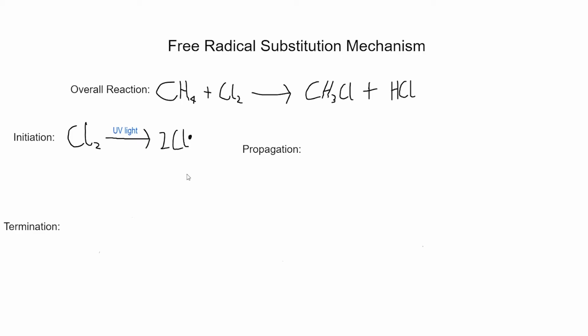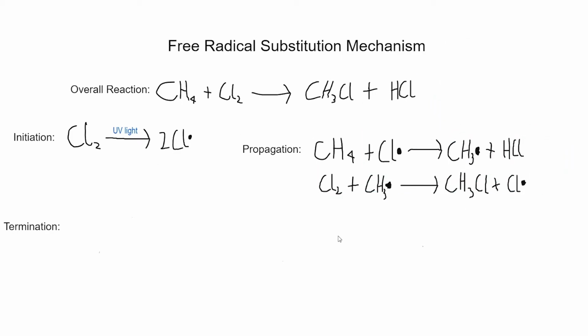The first step is initiation, exactly what I have already shown. UV light breaks a chlorine-chlorine bond through homolytic fission, and each chlorine atom receives only 1 electron. The second step is propagation.